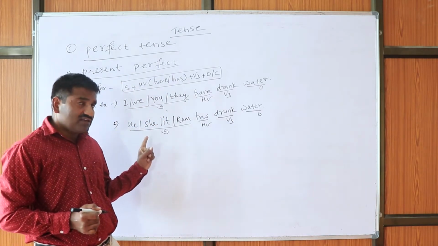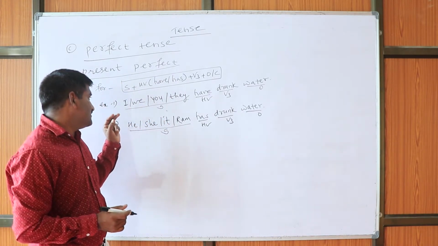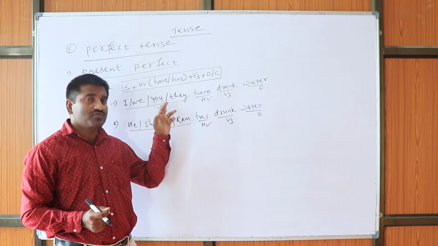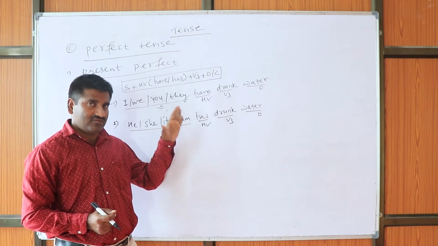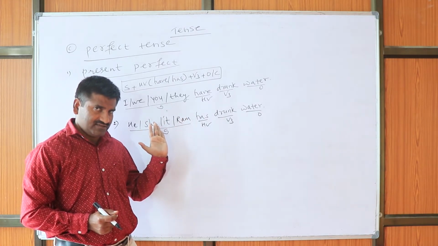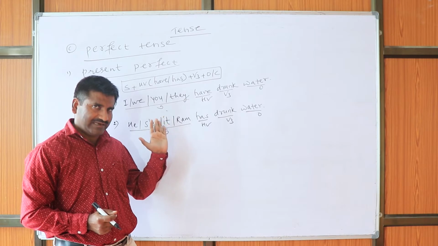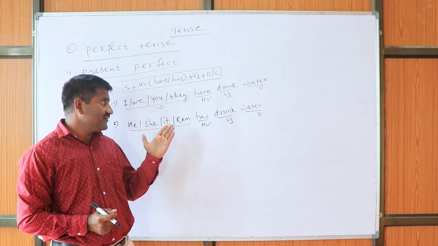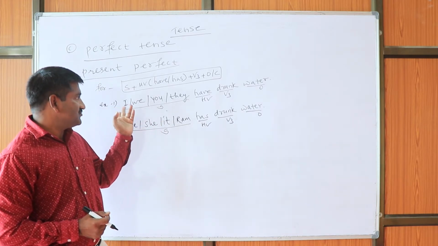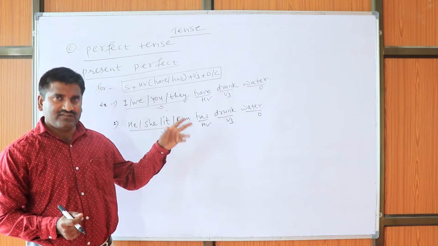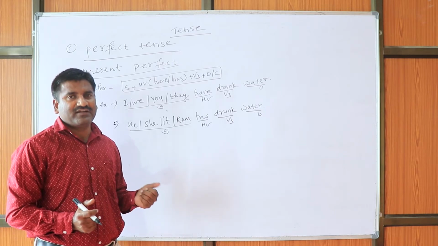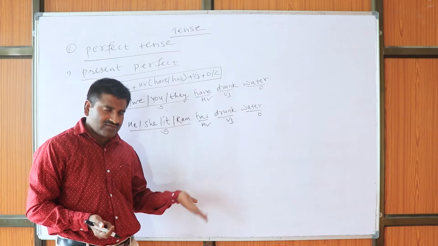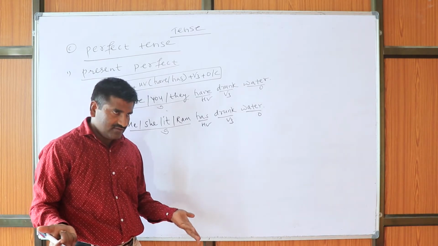So third person singular always takes has, and first person I, we, second person you and third person plural they always take have. That you never forget. You should practice more. How to practice? Do you know? If you read regularly like this, I have drunk water, we have drunk water, you have drunk water, in this way, you will get perfect oral practice and you will not forget. And that will help you to write well as well as speak well. Right?